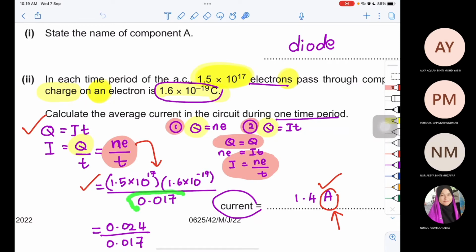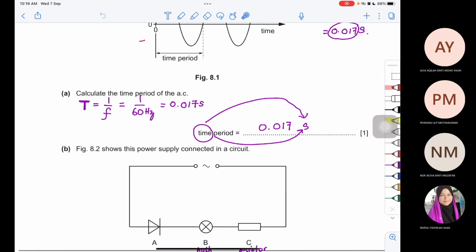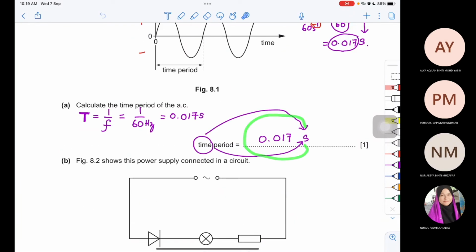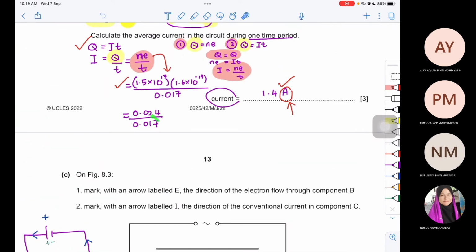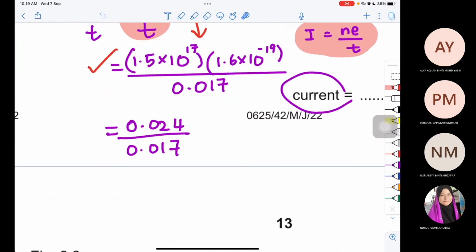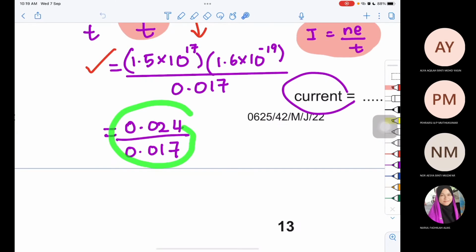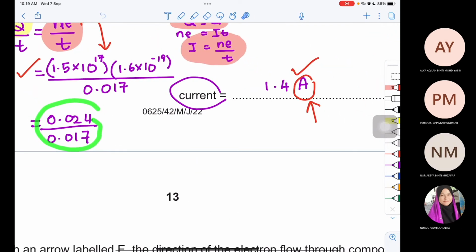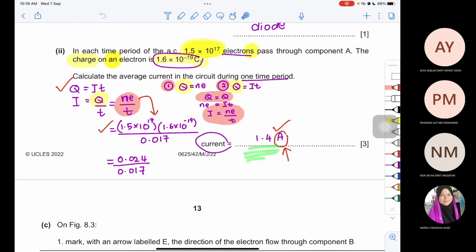And where do I get this time? 0.017. Sebab soalan nak one time period. Student kadang-kadang dia akan letak one kat sini, which is wrong. One time period. So the period tadi we have calculated earlier. Tadi kita dah jawab kat sini. So that's the time period. So kita letaklah 0.017. So tekan calculator elok-elok. So you dapat formula ni. Dapat answer ni. Tadi saya dah pergi jauh dah.